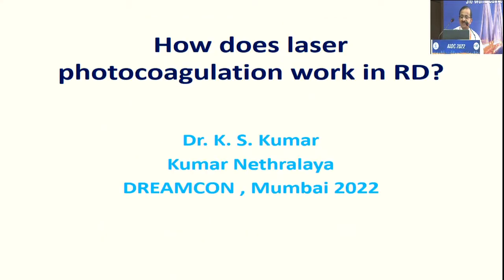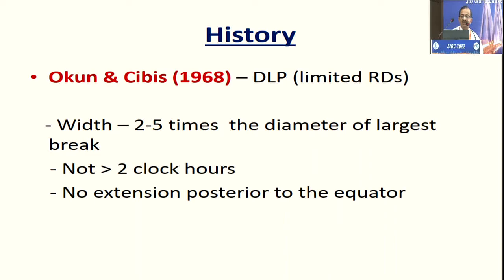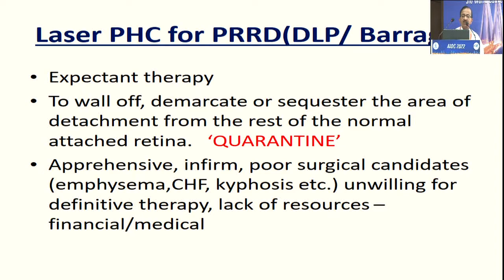So we go on to laser photocoagulation in rhegmatogenous retinal detachment. Now, the history of lasers in the management of retinal detachment dates back to 1968, when Okun and Sibis first employed laser photocoagulation in specific situations, as you can see there. As we all know, it's not a definitive treatment, but can be an expectant therapy to wall off, demarcate or sequester the area of detachment from the rest of the retina, as a sort of quarantine.